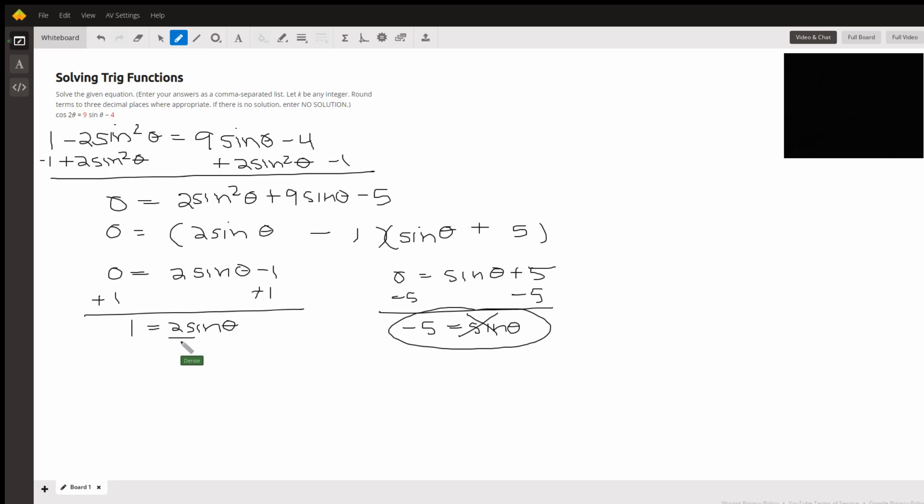So I add 1 to both sides, divide both sides by 2, and I get sine theta equals 1/2. And this is something that I can solve. Using my unit circle, I know the two angles that give me sine theta of 1/2. There's one in the first quadrant, which is pi over 6, and there's also one in the second quadrant, 5 pi over 6. So these are my two solutions.